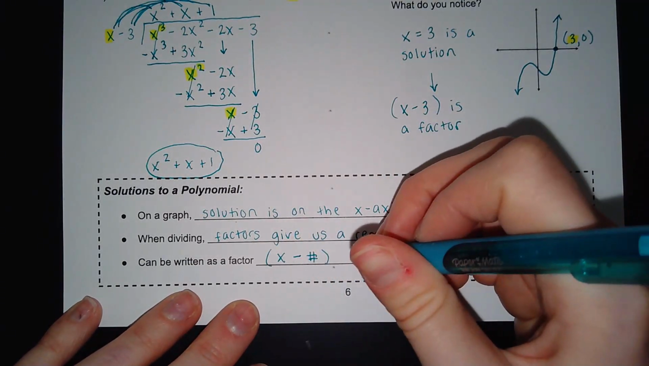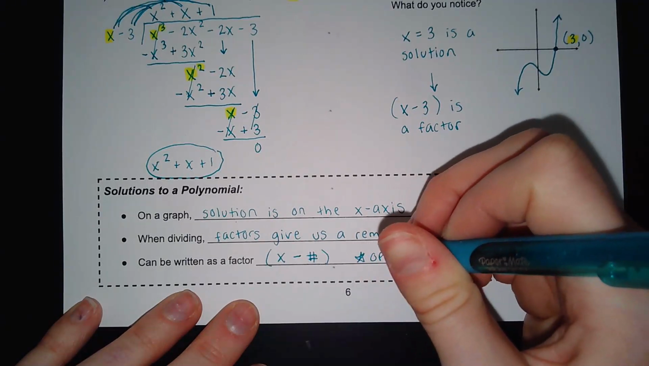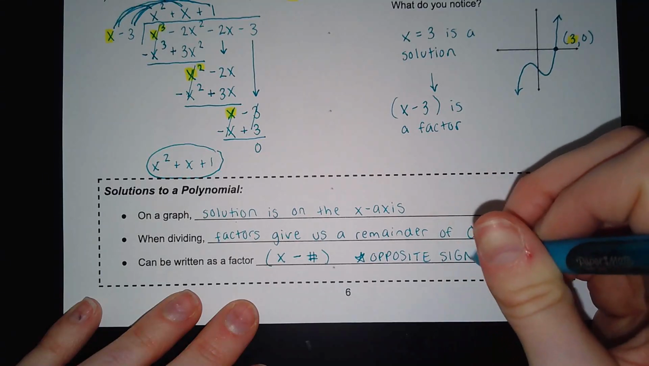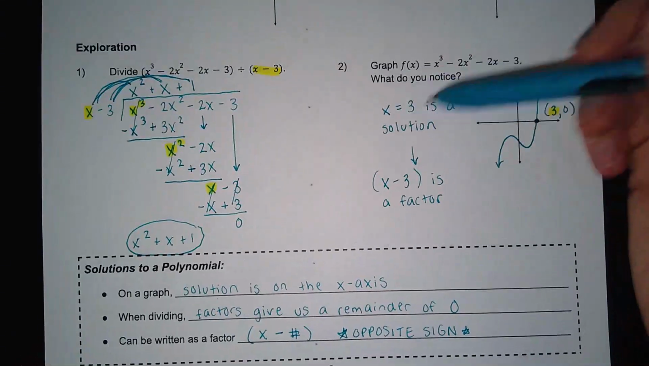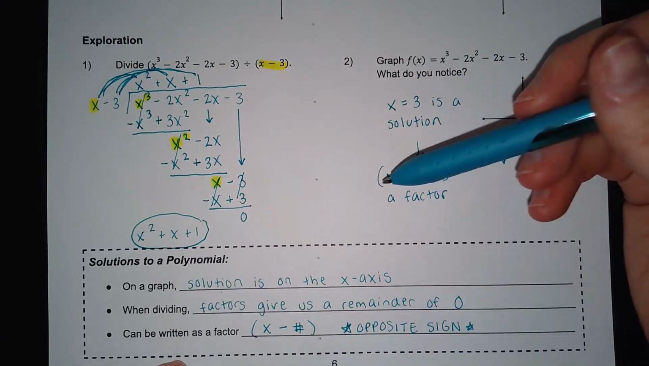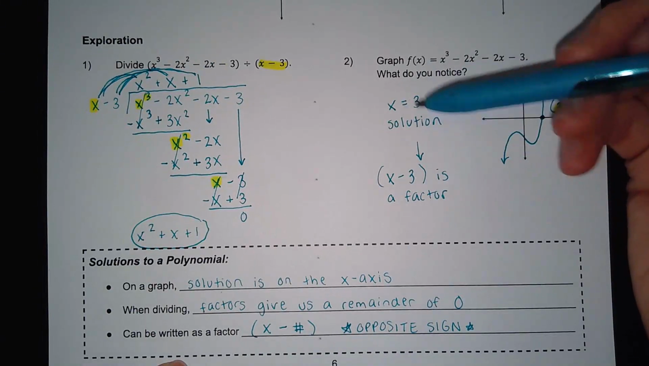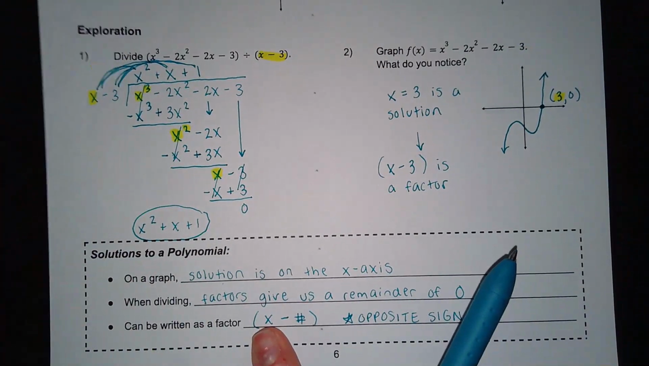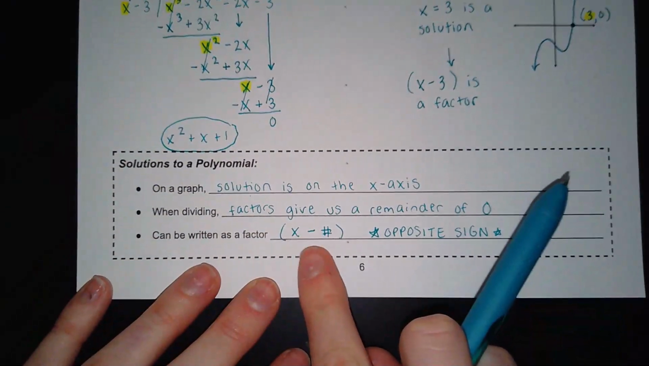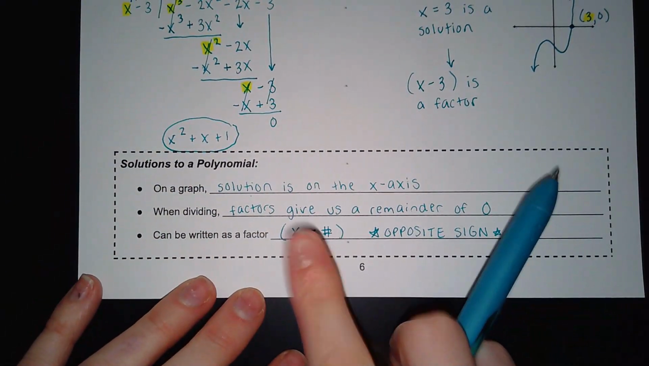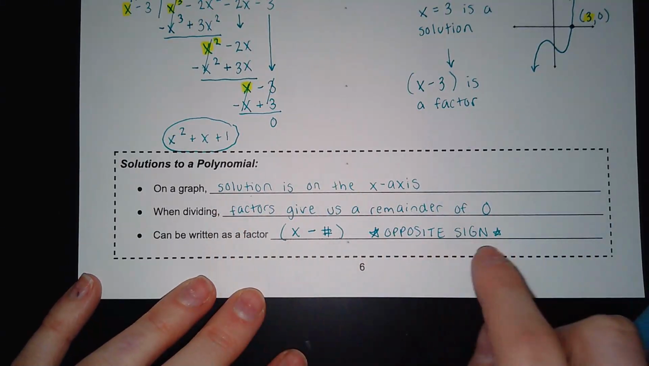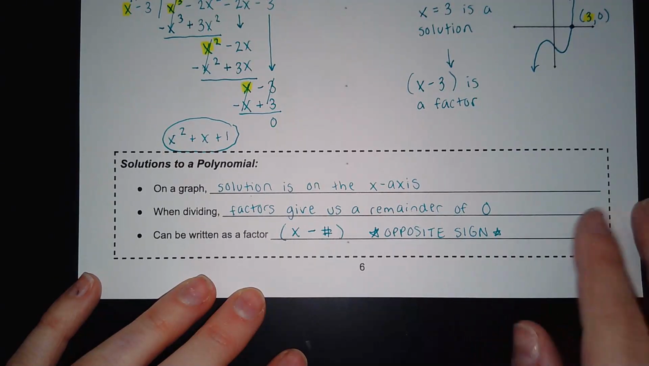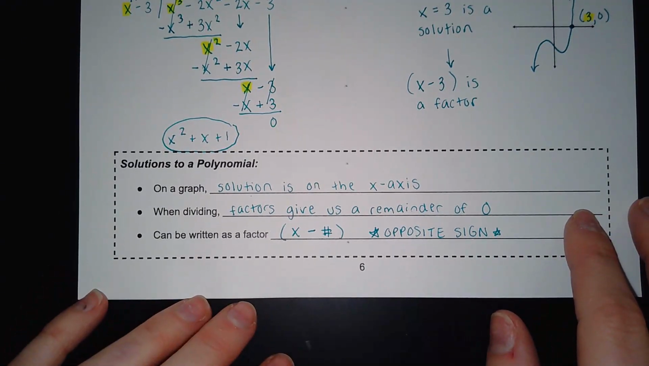Now, the thing that we just have to remember is our factors are always opposite. So we noticed up above, my solution was 3, but our factor was x minus 3. So even though it was a positive solution, our factor we wrote minus. So when we're writing factors, it is always going to be the opposite sign. Now, we're not going to do too much more with this observation today, but this is going to be really important as we continue on solving polynomials.